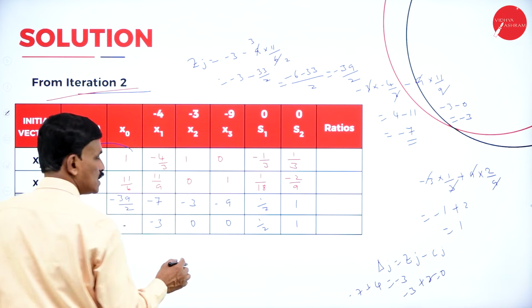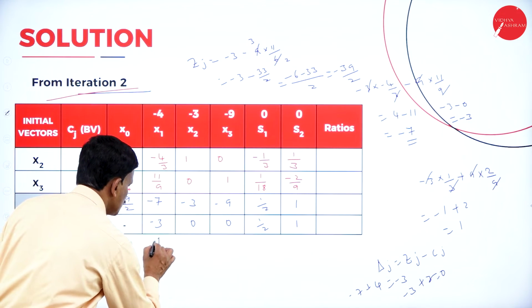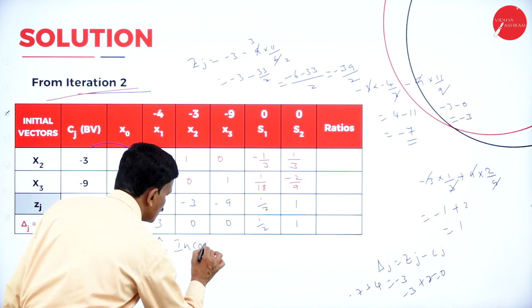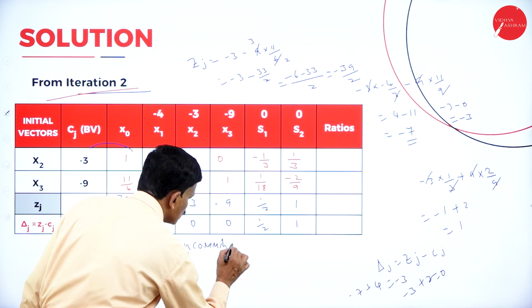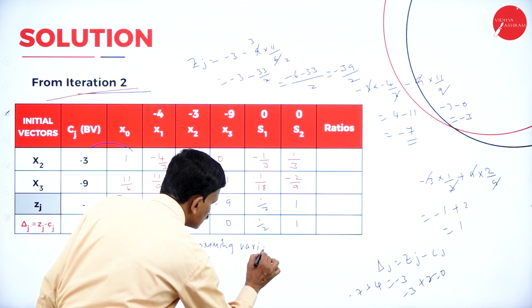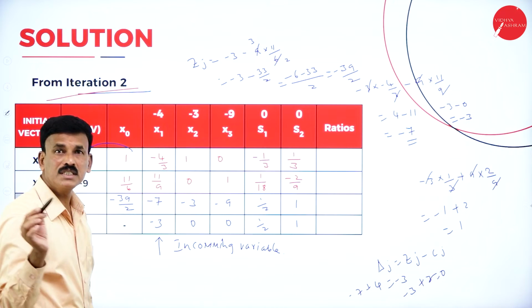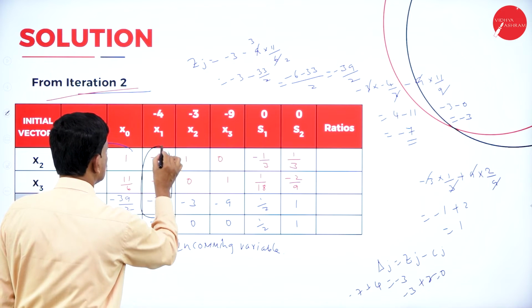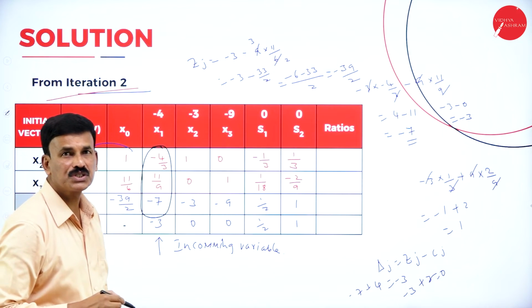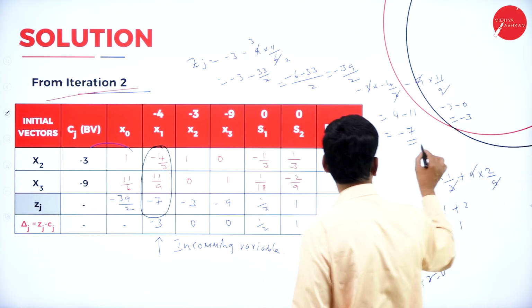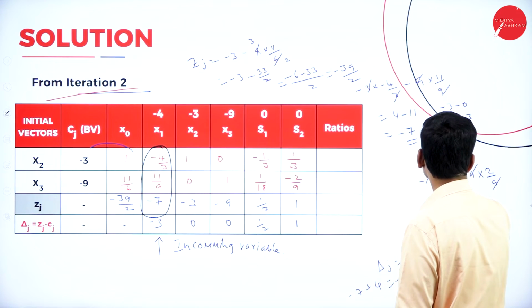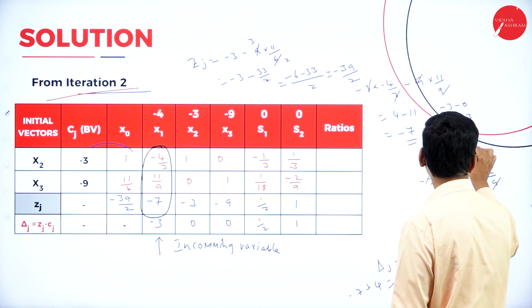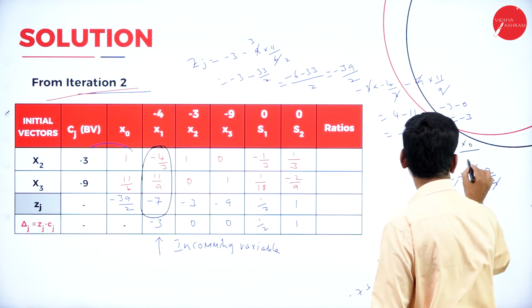So therefore the least negative is this minus 3, therefore this is the incoming variable. These are the incoming variables. Next one. Now find out the ratio. Now the ratio is equal to x naught divided by x1.